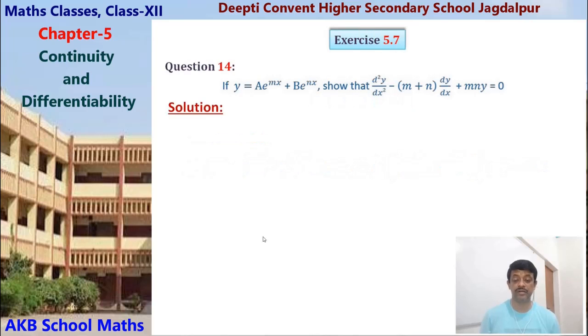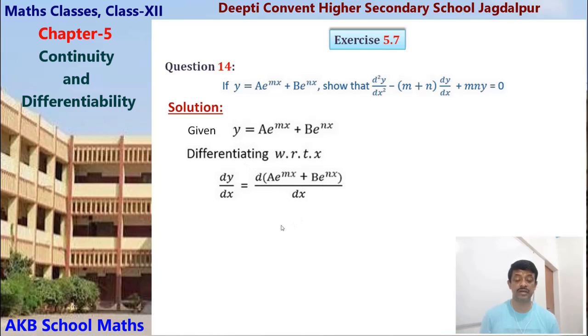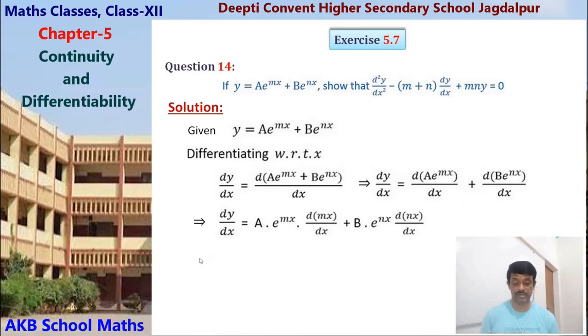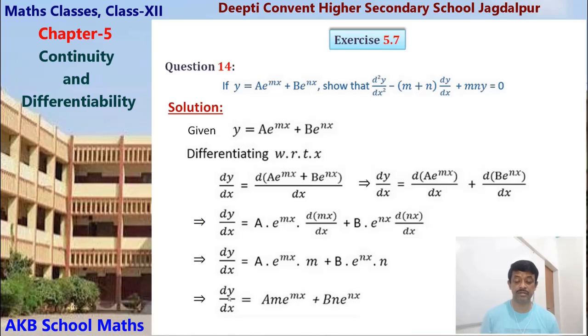Now given y equals a e to the power mx plus b e to the power nx, differentiate with respect to x. So the left side is dy by dx, equal to d/dx of this. Now differentiate term by term, with a and b constants. The derivative of e to the power mx is m e to the power mx, and the same process for n gives n e to the power nx. So we get the first order derivative dy by dx equal to a m e to the power mx plus b n e to the power nx. Clear? This is the first derivative, the value of dy by dx.